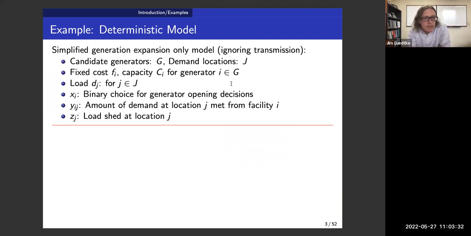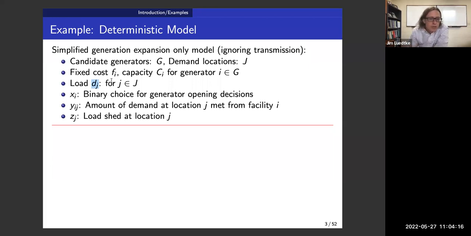So to give a very stylized model that fits this general framework, I'm going to ignore transmission, but the ideas are basically the same. So we have some candidate generators that we're considering installing, given by G. We have all of our demand locations by the set J. If you install a generator, there's a certain fixed cost for that, and it will have a certain capacity. And then in a deterministic model, which I start with here, we may imagine that every customer has a given demand d_j. You can imagine this demand being for a particular hour in the future, so consider an arbitrary hour that you need to plan for.